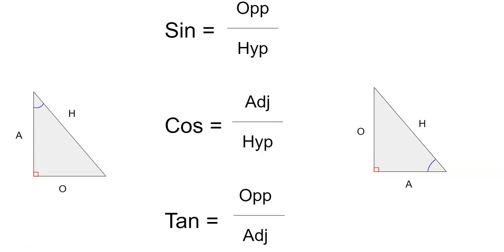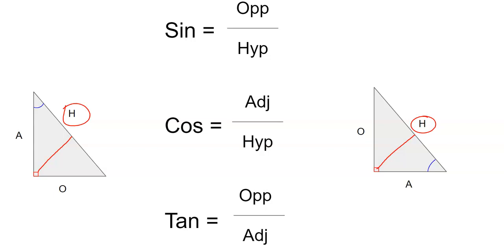Okay, so before we use our trig ratios, we need to remember what they are. This first one, sine, is going to be opposite over hypotenuse, cosine is adjacent over hypotenuse, and tangent is opposite over adjacent. Now your hypotenuse is always going to be whatever is across from your right angle. It's also the longest side of a right triangle, or the diagonal of the right triangle.